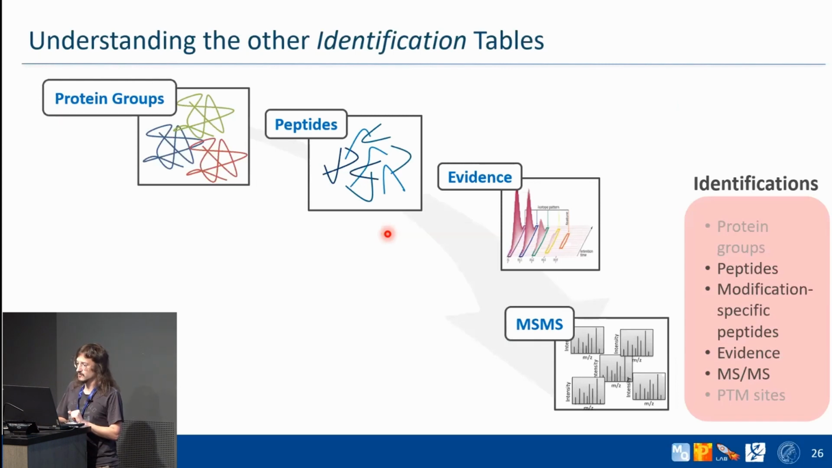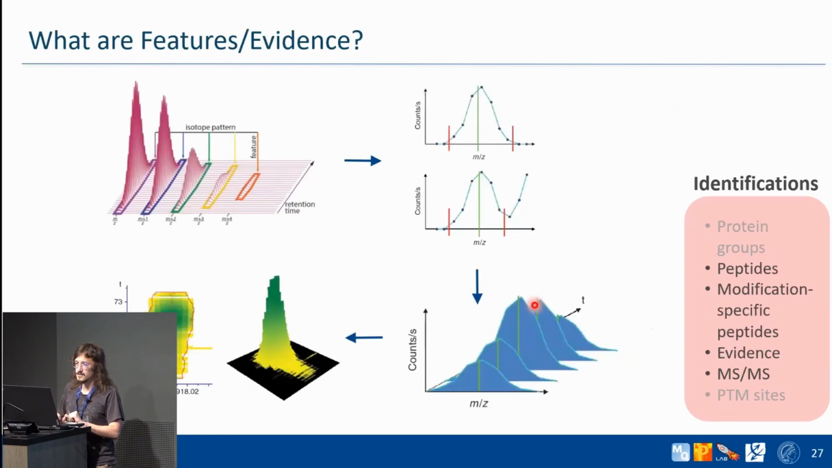Again, to recap, we've seen peptides. We will go now to evidences. I guess you got tired of this image because you've seen it on Monday and Tuesday, but it's good to recap. So what is a feature or an evidence? This is a feature or an evidence. The peaks that you have will then be used to identify the peptide.